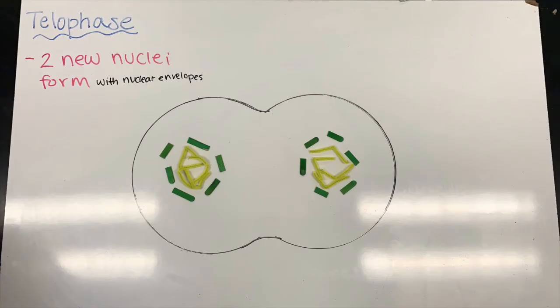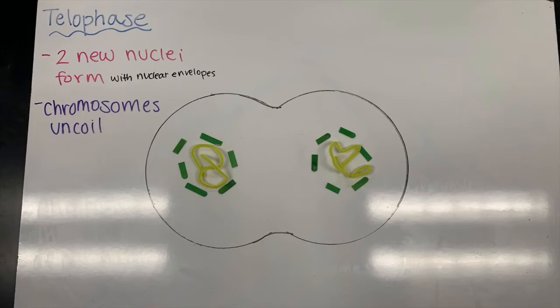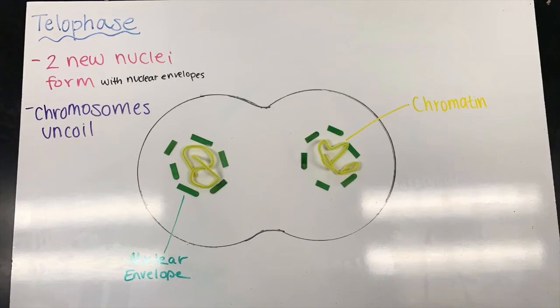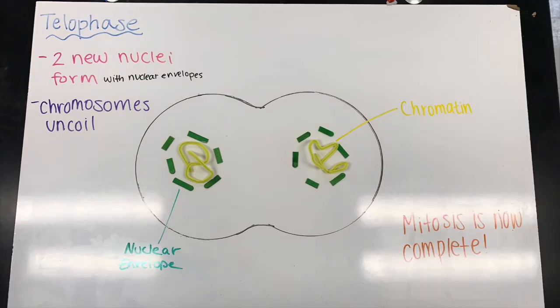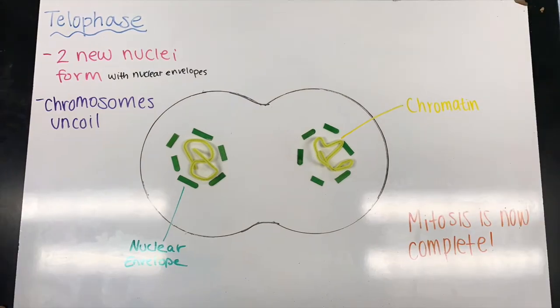Telophase. In telophase, two new nuclei form, one at each end of the cell. The chromosomes uncoil and spread out, turning back to loose fibers called chromatin. Mitosis, which is the division of one nucleus into two identical nuclei, is now complete.